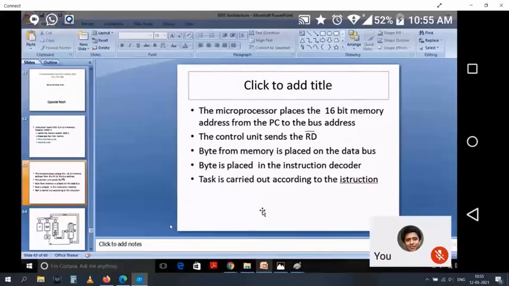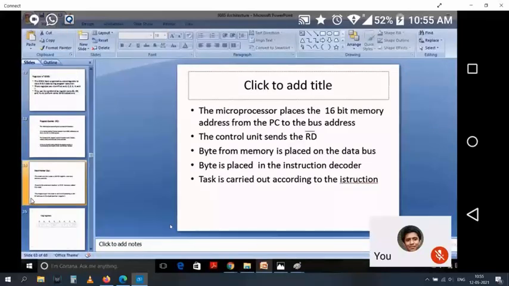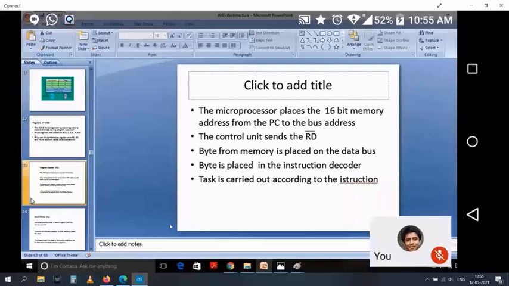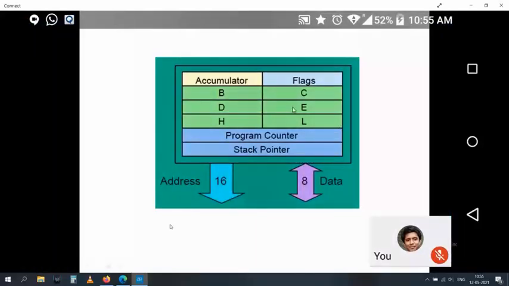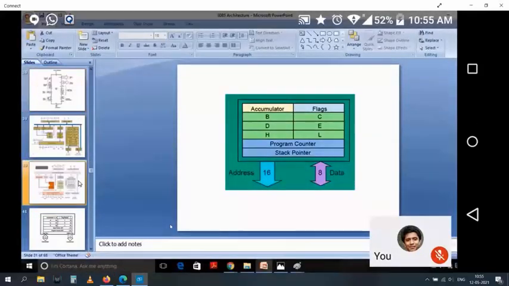Program counter is 16-bit. You remember this? We had discussed in the last class, right? That there is the accumulator, there is the flag, there are 6 registers B, C, D, E, H, L. There is a program counter which is 16-bit. There is a stack pointer which is 16-bit. This we had discussed in the last class.